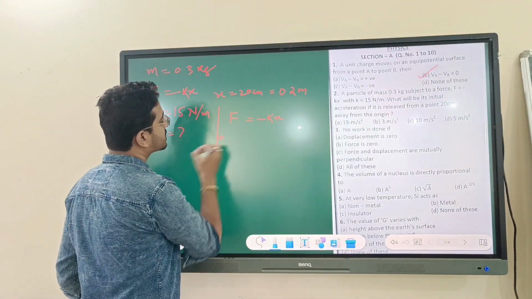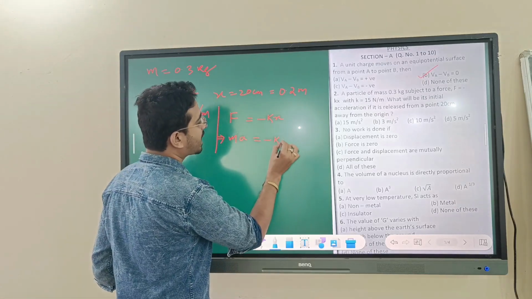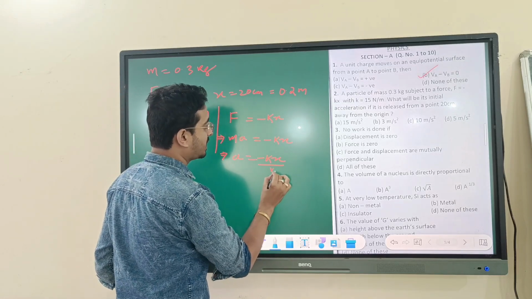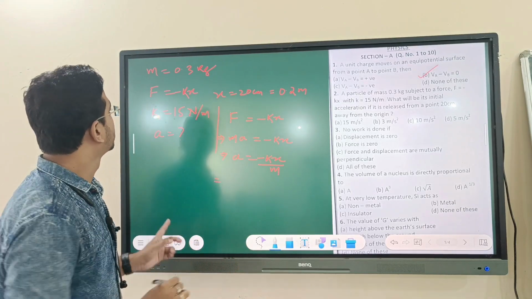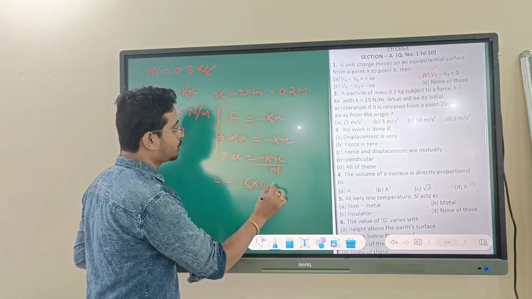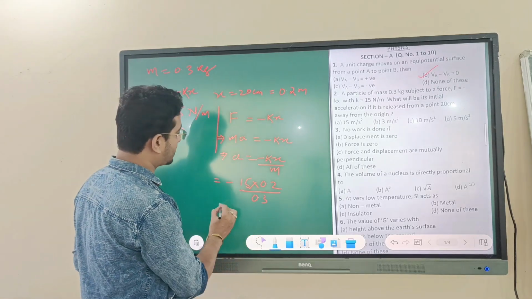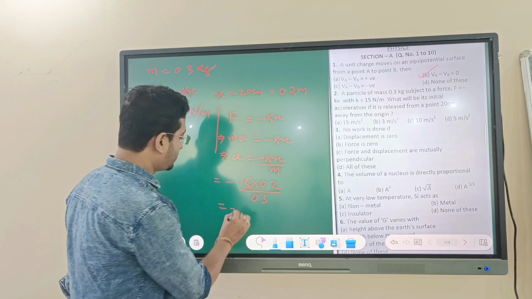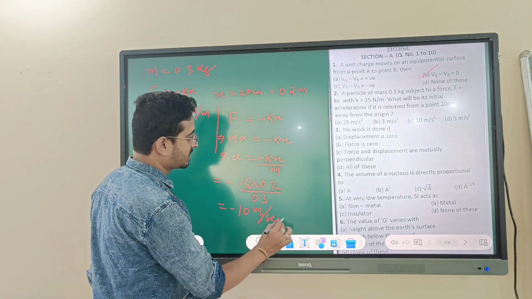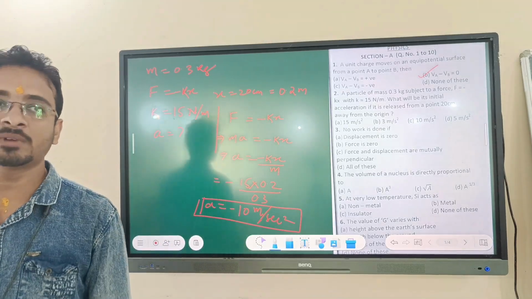From Newton's second law of motion, F equal to mass into acceleration, and that is equal to minus kx. So my acceleration a will be minus kx by m. Here k is 15, displacement is 0.2 and mass is 0.3. If I solve this, I get 10 meter per second square. Acceleration is minus 10 meter per second square.